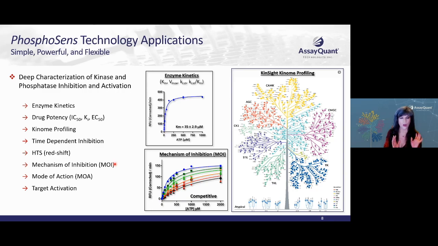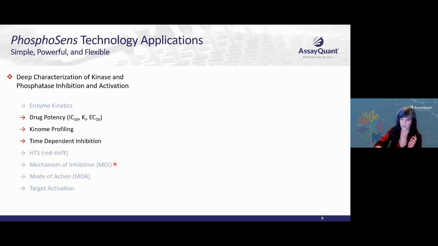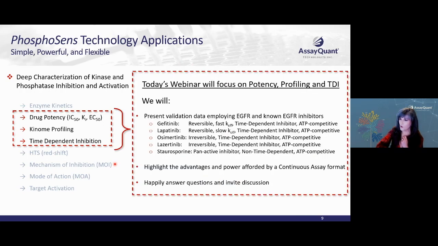So application areas, as I had mentioned previously, are all across the drug discovery continuum, preclinical, starting with basic research, all the way through, but not including clinical trials, at least not yet. So here is a list of our application areas. And today, what we're going to be focusing on is drug potency, kinome profiling, and time-dependent inhibition. And as the title of our webinar implied, we're going to be showing you these applications validated with data employing EGFR and known EGFR inhibitors.